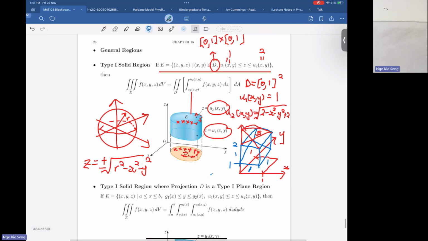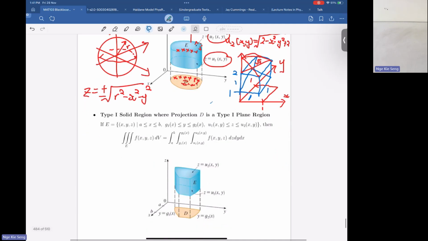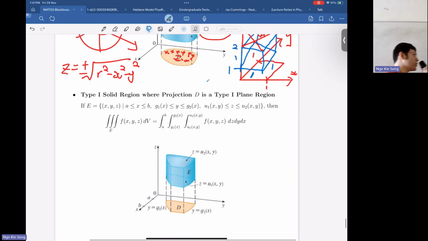Okay, so this is type 1. Type 1 solid region. Second type. Okay, what happened to this second type here? So this second type here, we start with X. We just fix X. Okay. X is fixing from A and B. So where's X? So we only know about our X live in A and B.